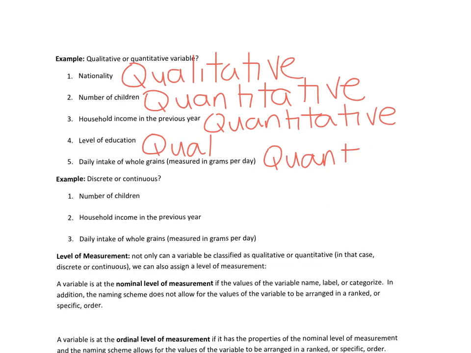All right, so let's take it to the next level. Let's say discrete or continuous. So we're going to take our 3 quantitative variables, and we're going to take it a step further. Is it discrete or continuous? Number of children. We can count. 1, 2, 3. Household income in the previous year.